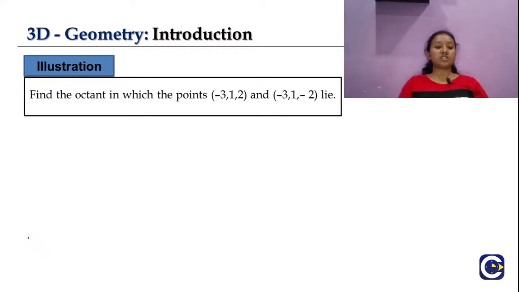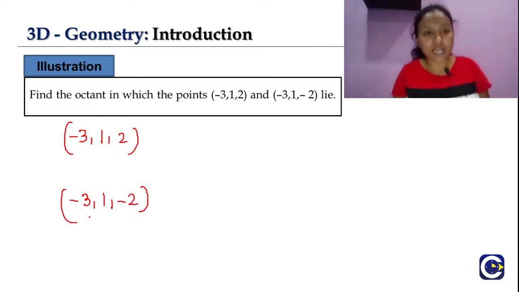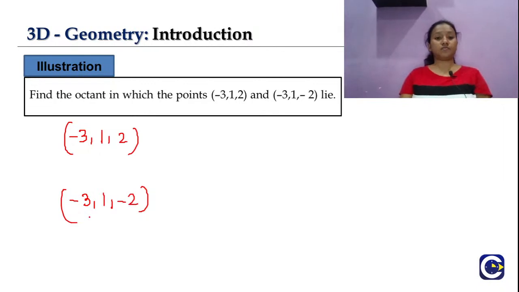Quickly guys, tell me what's the answer here. Find the octant in which the points -3, 1, 2 and -3, 1, -2 lie. There are 2 coordinates given here and you have to just identify the octant in which each point lies. Just now we have seen, get back to the tabular form which we have seen just now and let me know the octant of each of the points. It hardly takes 1 minute to answer this.